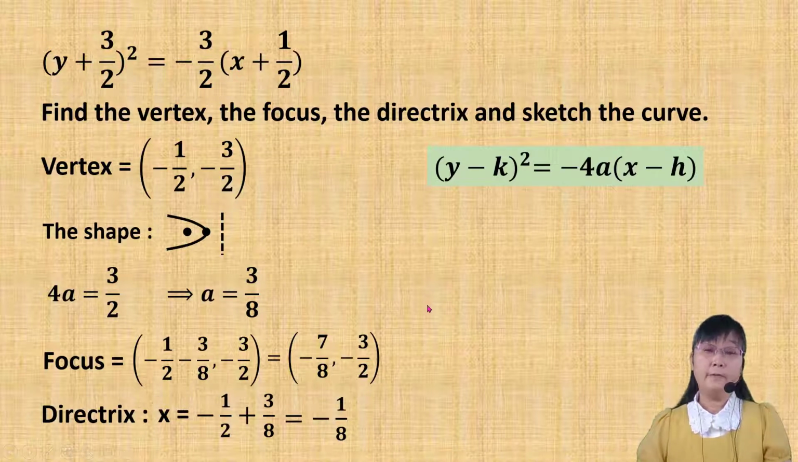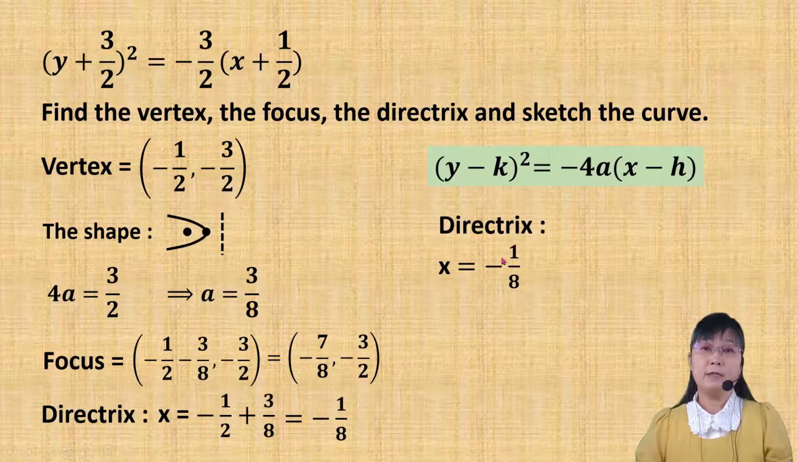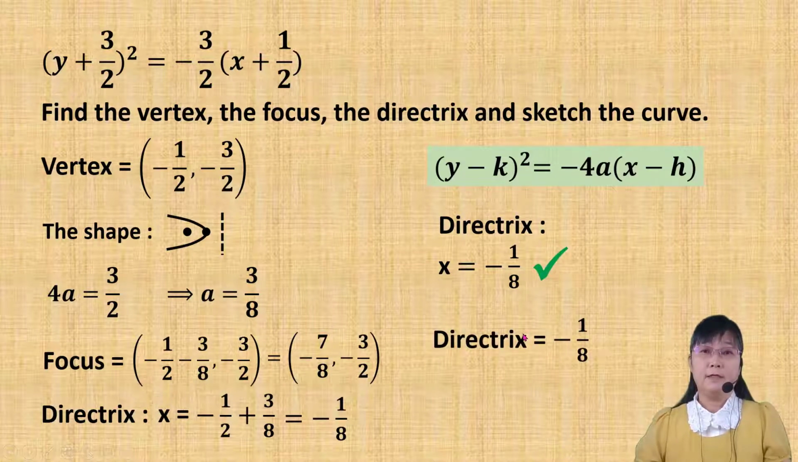So when we want to name the directrix, we must use x equals negative 1 over 8 because the directrix is a vertical straight line. But many students make a mistake. They simply write directrix is equal to negative 1 over 8. So this is not correct.